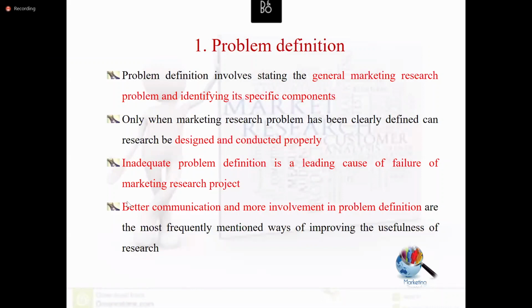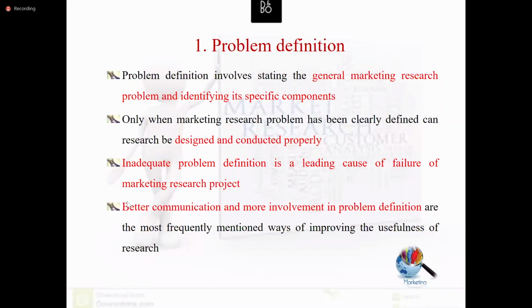It is said that only when the marketing research problem has been clearly defined can we design the particular study and conduct it in a proper way. If the problem is not defined properly, then we may not know where to start and where to end, and what sort of information to collect, right?